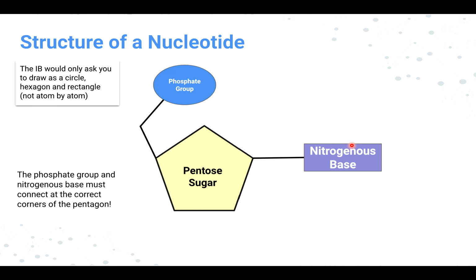So now, the question IB will ask. This is the basic structure of the nucleotide. IB would only ask you to draw a circle, hexagon and rectangle to draw the block diagram of the nucleotide. Nobody will ask you to write the molecular structure. The phosphate group and nitrogenous base must be connected to the correct corner of the pentagon. This is very important, where students make mistakes. So please take care of this.